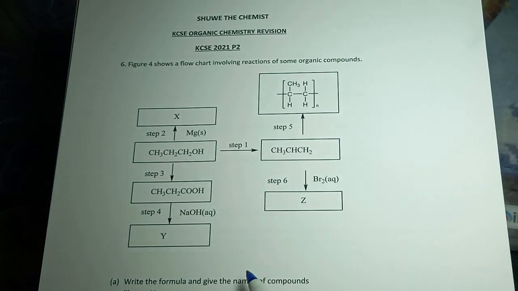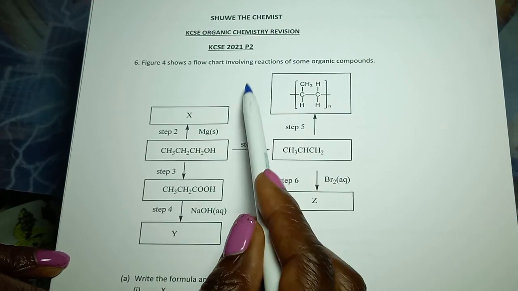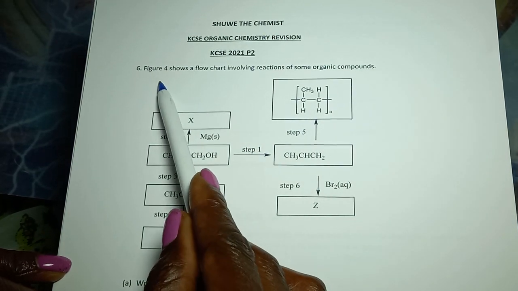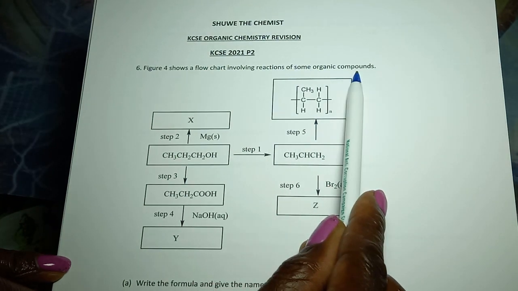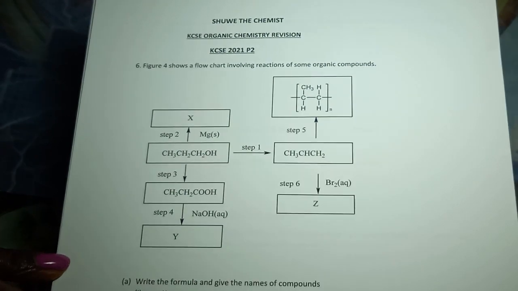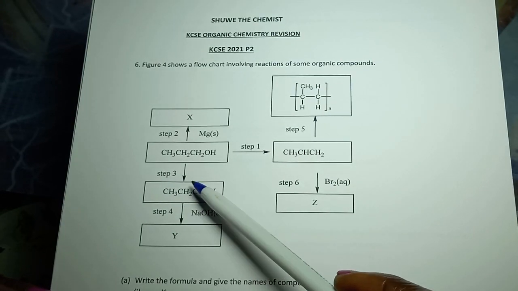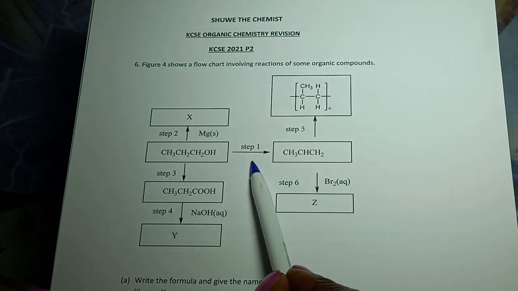So let's go straight to KCSE 2021. Chemistry, organic chemistry was featured in paper 2, number 6. It says, Figure 4 shows a flow chart involving reactions of some organic compounds. Before we go to the questions, it is advisable we take a look and answer as many questions as possible on the flow chart. We can start anywhere in the flow chart.